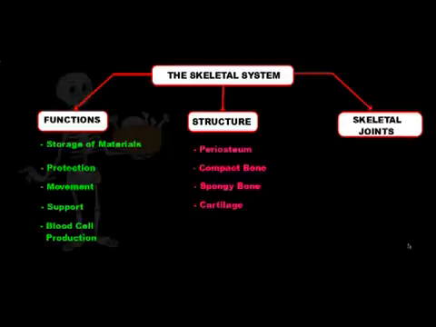Tonight is our third and final section of the skeletal system. We've discussed the functions of it, the structures of it, and tonight we'll discuss the skeletal joints found inside of it. So our topics tonight include ligaments, which are connective tissues found at the joints, immovable joints, and finally movable joints.